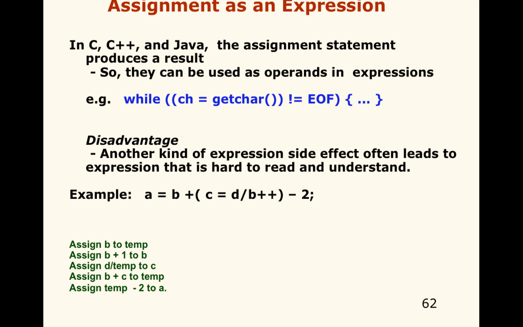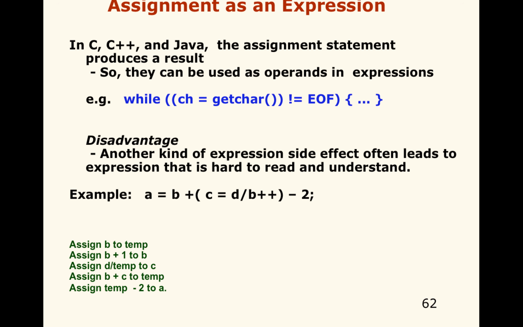Assignment as an expression. In C, C++, and Java, the assignment statement itself produces a result, and that's what I was trying to tell you back in the previous video when we were talking about relational expressions. So you can use them as operands in an expression. For example, here, character is equal to get character, if it doesn't equal end of file. So this comes back true. So while true, it would just be like saying while true here.